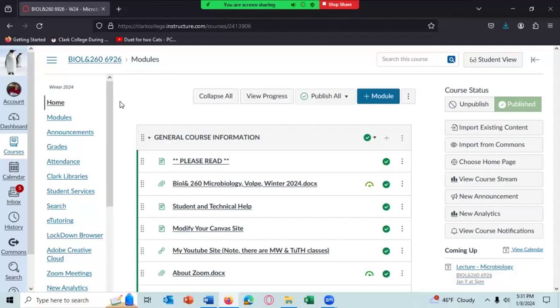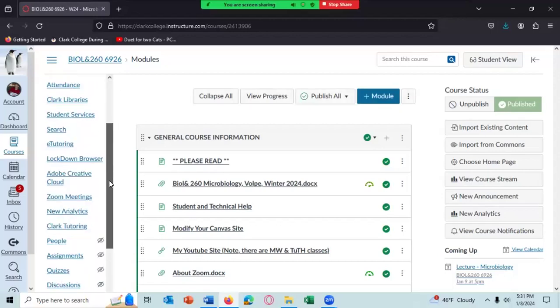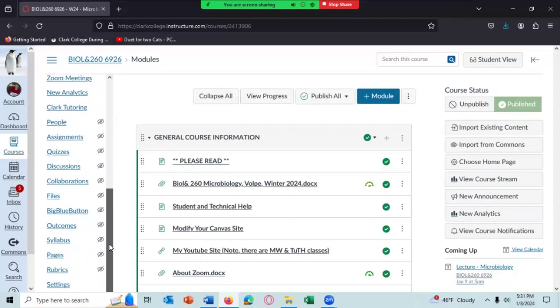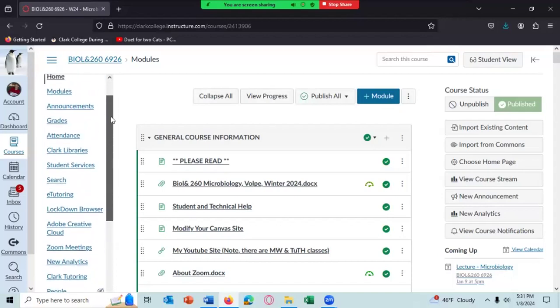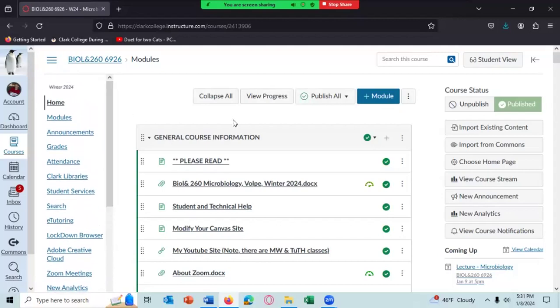But if it does state you're in the Tuesday, Thursday class, just ignore it because you are in the correct class and Canvas knows you're in the correct class. You guys can't see that because I've got it turned off, but I can take a look in the People tab and see that you're in the correct class. Any questions about any of that? All right, if not, let's move on to the syllabus.